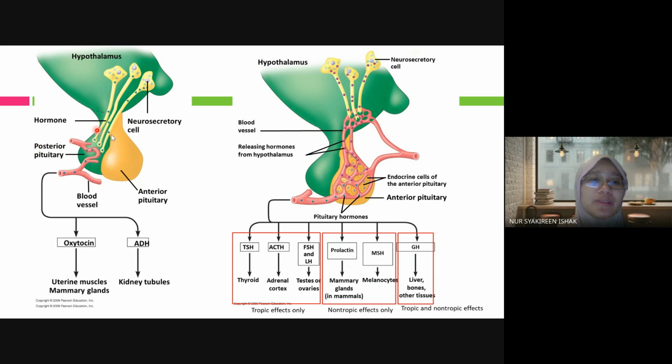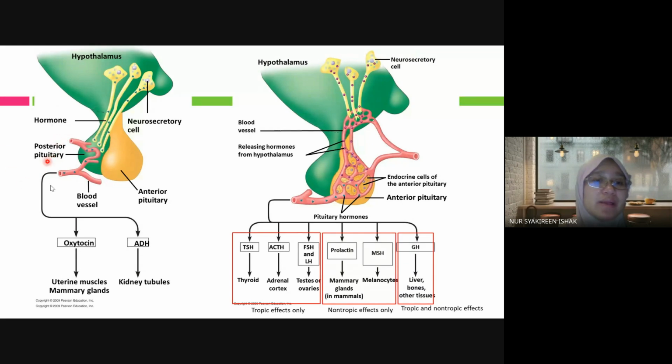Posterior, as you can see, consists of axons from the neurons initially in the hypothalamus. So the hypothalamus produces the hormone, which is packaged into vesicles and travels through the axon to the axon terminal, where it contains vesicles containing the hormone. If the neuron is stimulated, it causes the posterior to release the hormone, or secrete the hormone, into your blood circulation.